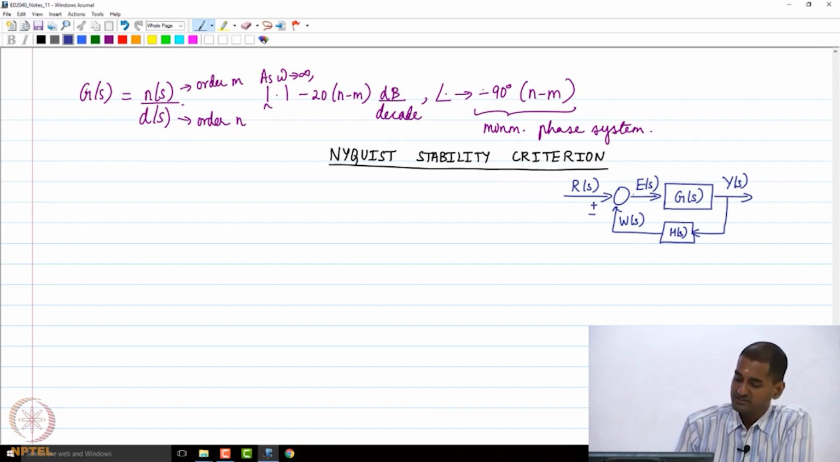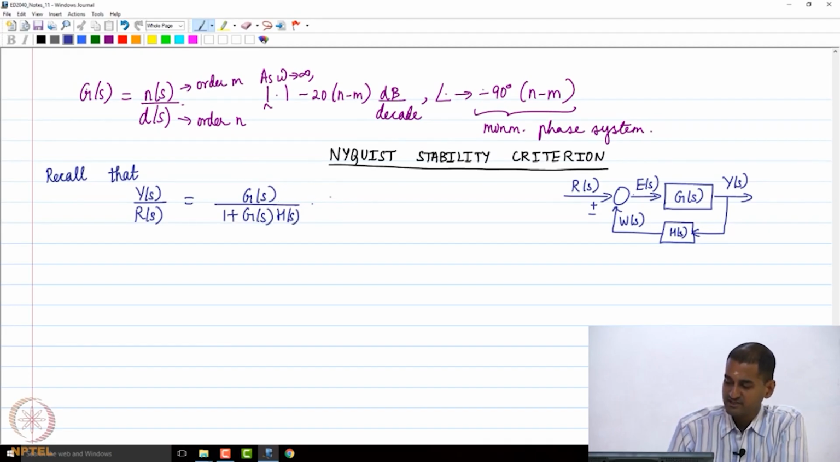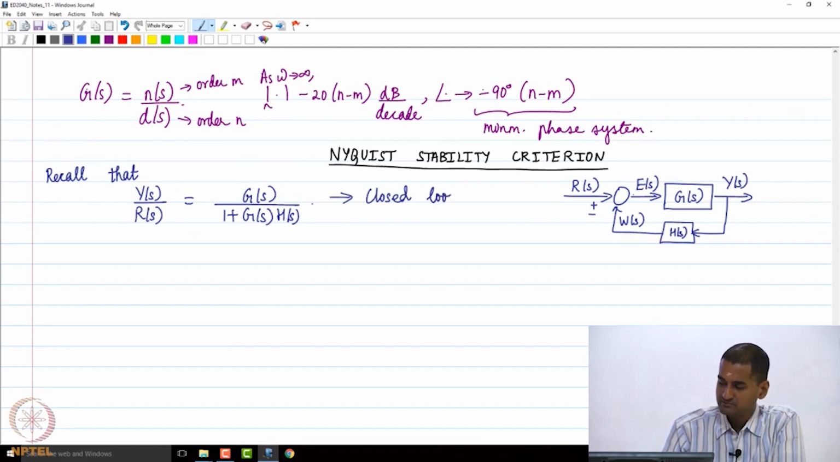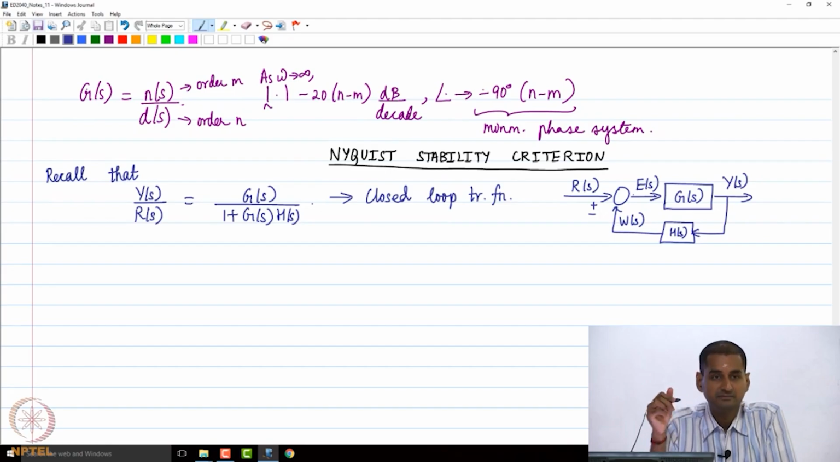What is the closed loop transfer function? Recall that y of s divided by r of s is going to be equal to g of s divided by 1 plus g of s h of s. So, this is the closed loop transfer function.